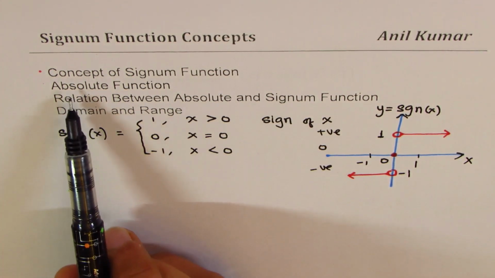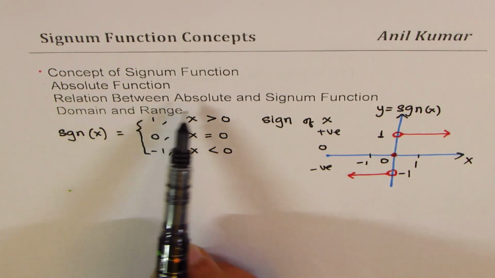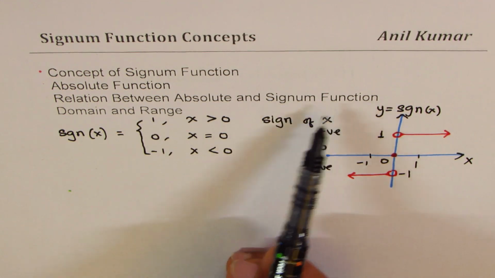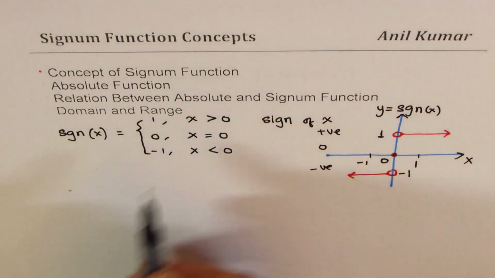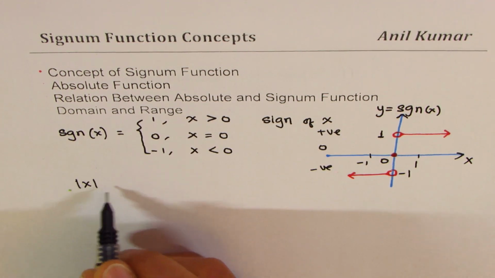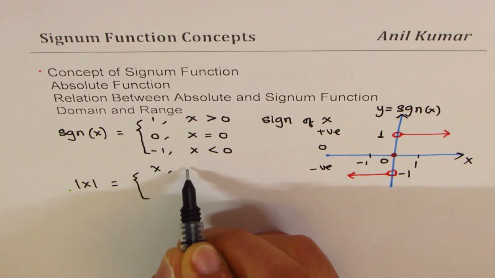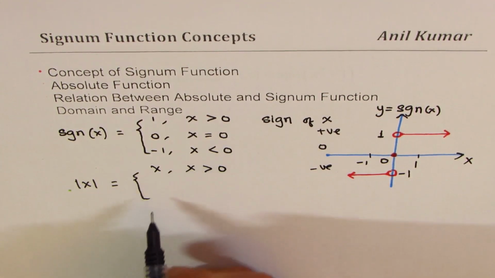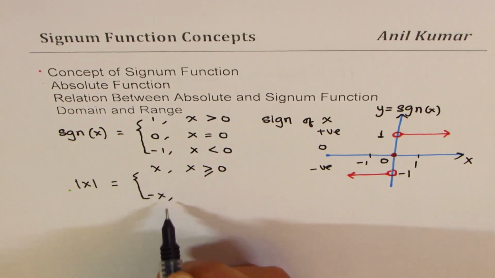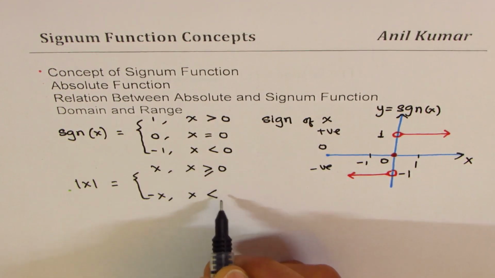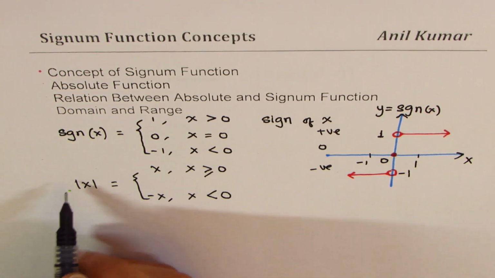Now, I've written the absolute function here just to tell you the relation between absolute function and Signum function. That is very important. As you know, absolute function of x could be written as equal to x if x is greater than or equal to 0, and is minus of x when x is less than 0, right? So this is the absolute function.